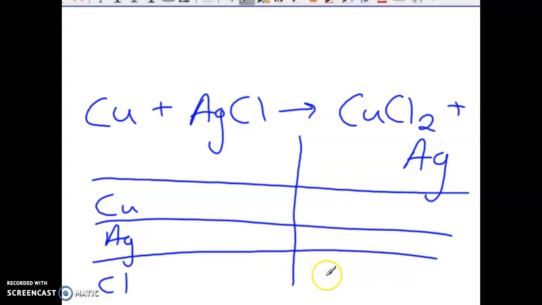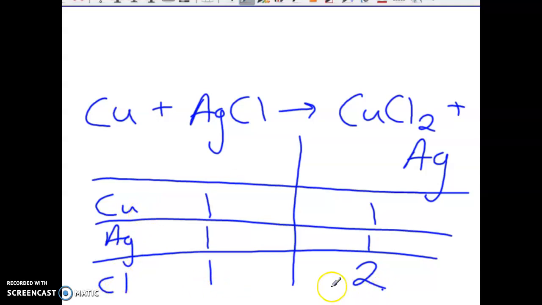Remember, if there is no number, we assume it's a 1. On this side, there's 1 copper. Silver, we have 1 silver here and 1 silver here. But for chlorine, we have 1 on this side and 2 on the product side. Of course, you go down the list. There's no oxygen or hydrogen here, so we're just going to work with what we have.